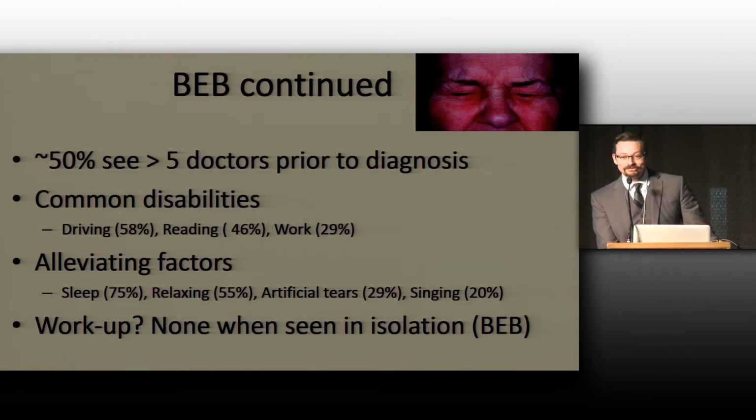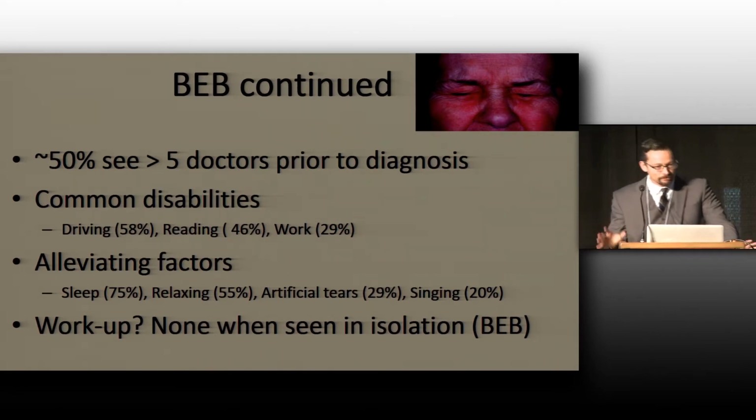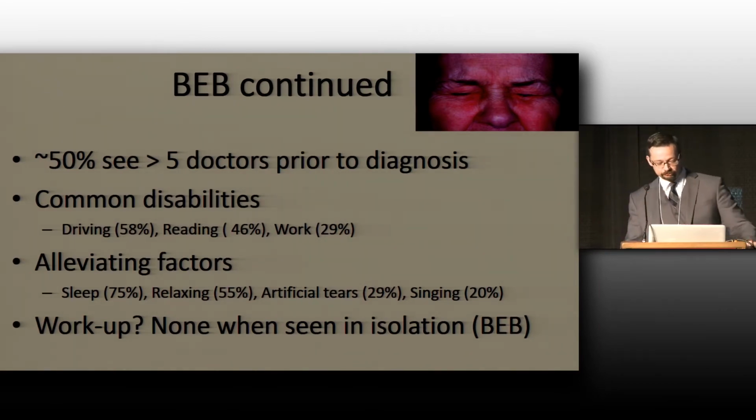Okay, so this is commonly misdiagnosed. And in fact, 50% of patients, I'm sure I don't need to tell you guys this, see more than 5 doctors before they get a final diagnosis. And that's something that healthcare professionals, we need to work on. This is not just a cosmetic disorder, this is a functional disorder. So, it affects driving, reading, work. We talked about neurosensory tricks. Other things that help to improve is getting better sleep, trying to reduce stress, and then artificial tears if there happens to be an ocular surface component to the blepharospasm.